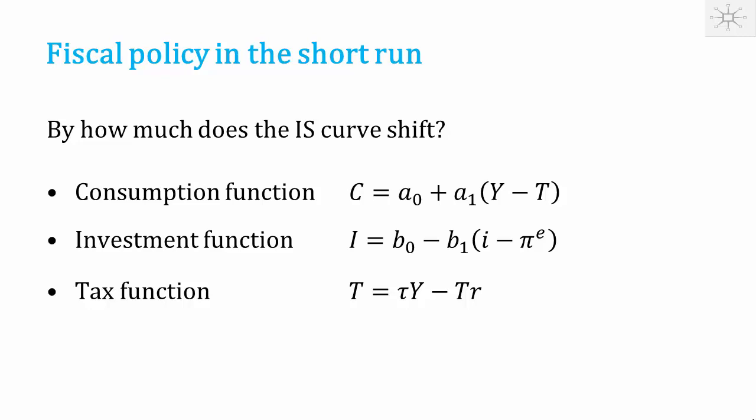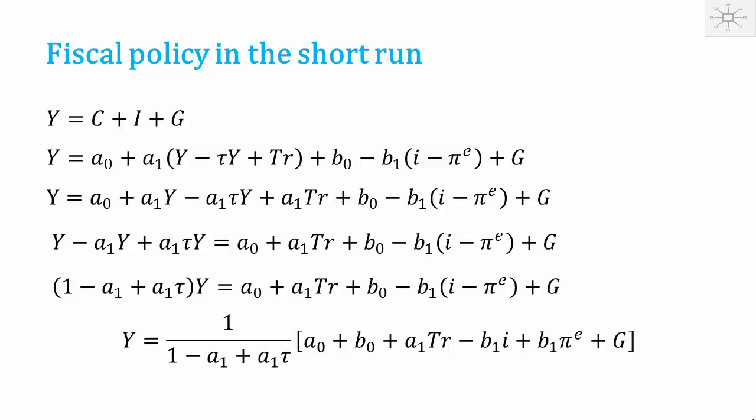And investment depends on the interest rate. A higher interest rate means lower investment. And then we have a tax function. So tau is the marginal tax rate. You have a marginal tax rate times the income, and then you have minus transfers, which is a fixed amount that the government pays out. So if we take those and then we take the goods market equilibrium, Y equals C plus I plus G, we substitute in the consumption function and the investment function, and then we want to solve for production.